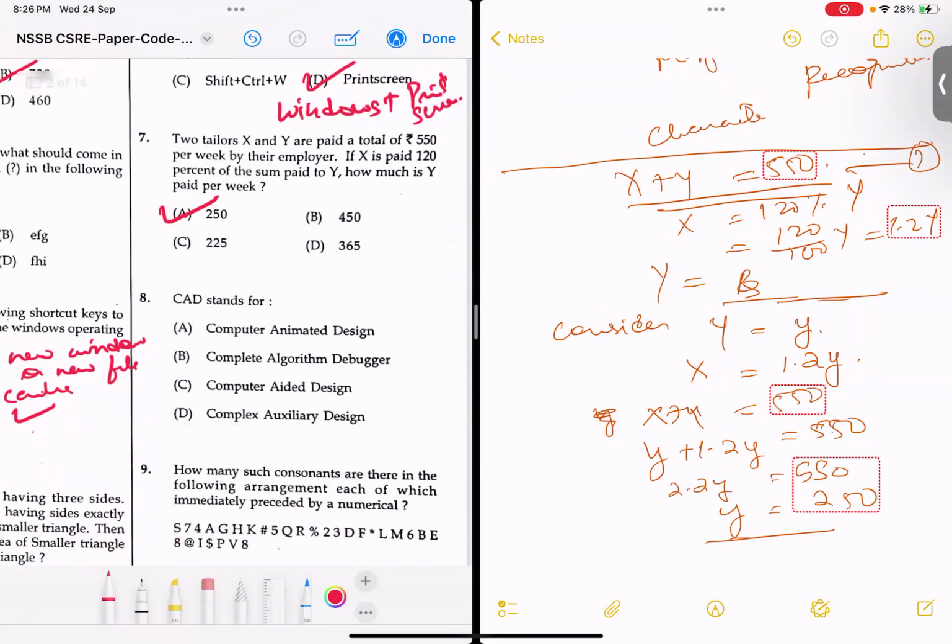Question number 8. CAD stands for, so it's a direct question. It stands for computer aided design. So if you are a civil engineer, or an architect, or if you're designing any houses, the most common and most useful software that you can use to design the house is CAD, computer aided design.